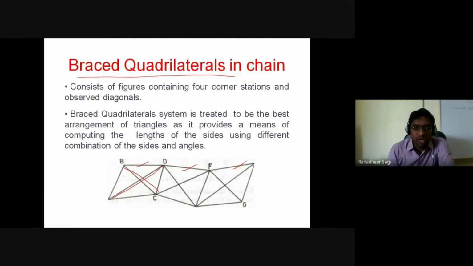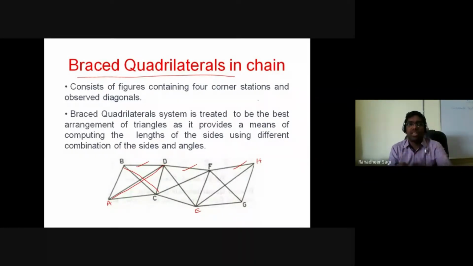Now, if you look at your braced quadrilaterals, ABCD is one braced quadrilateral. Likewise, CDEF is another braced quadrilateral, and EFGH is another braced quadrilateral. At the intersection of the two diagonals, you don't have any triangulation station. It's just an overlap of two diagonals. That's the difference you should understand. So it consists of figures containing 4 corner stations.